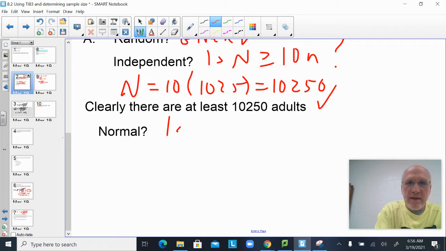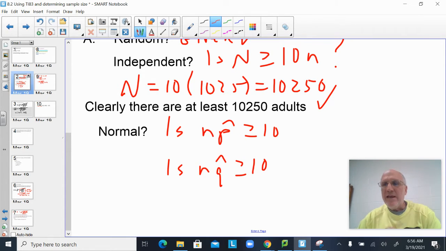You have to know, is NP hat at least 10? And is NQ hat at least 10? You have to know those are the conditions that need to be met in order for this sampling distribution to be approximately normal, which will allow us to do the calculations that we want to do. Now, let me remind you, the more you know about this, the easier this is.